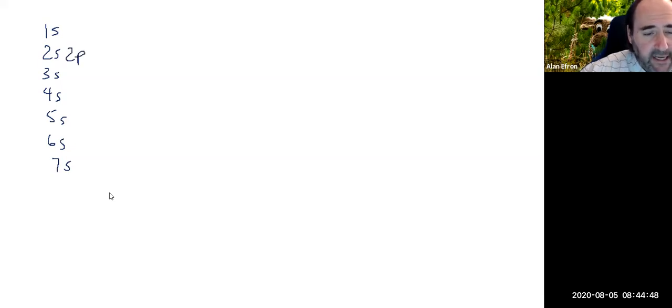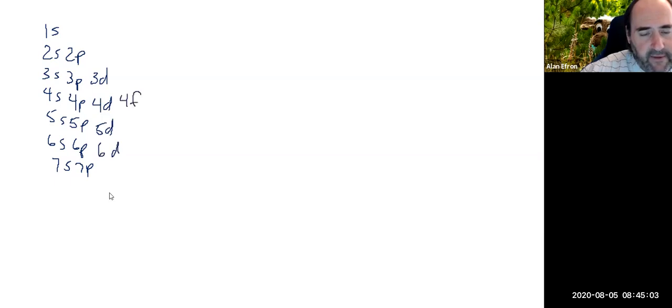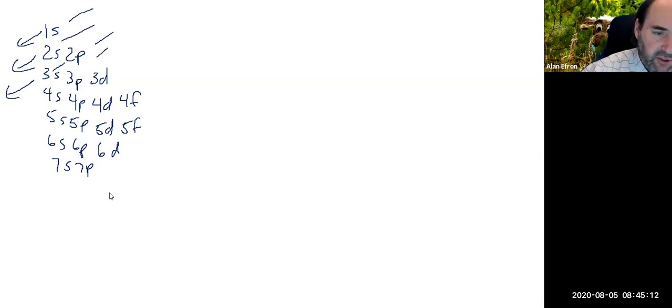P's occur on the second. This is where they start to show up. And you just go down. D's don't occur until the third energy level. And f's don't occur until the fourth energy level. And you can make this guide pretty quickly yourself. And remember, we do this zigzag approach. And this gives you the correct order of how electrons get filled into the atom.